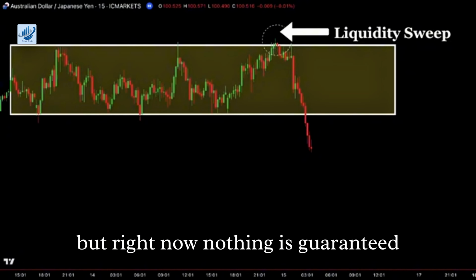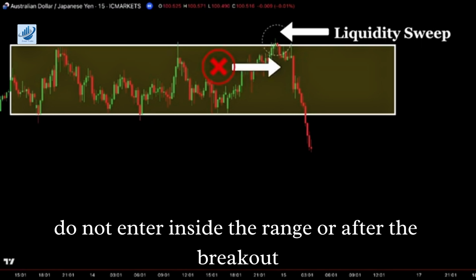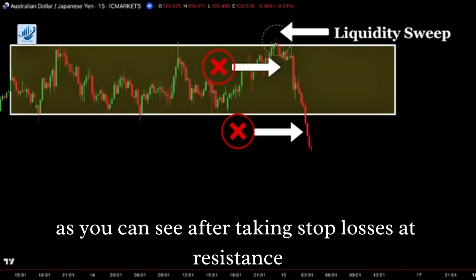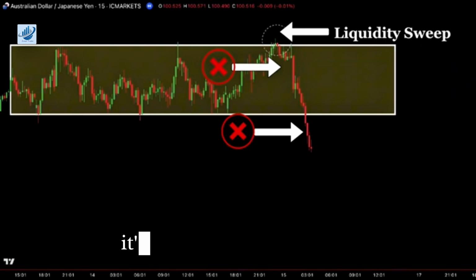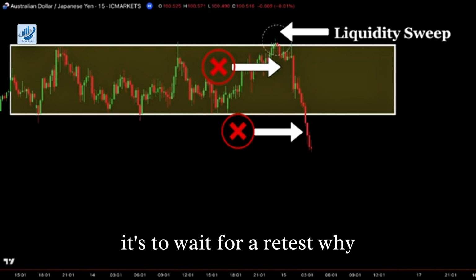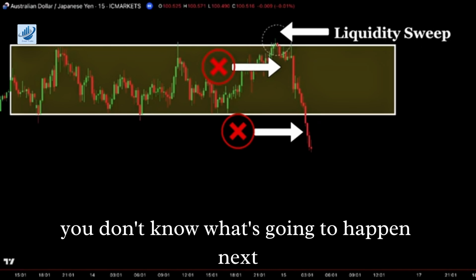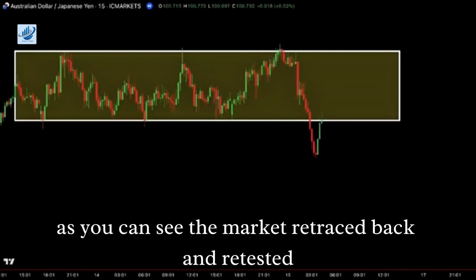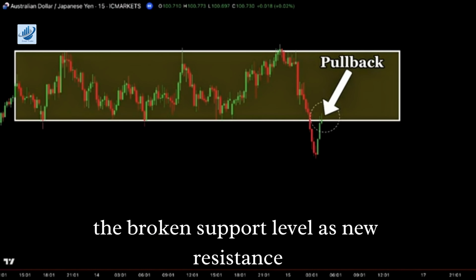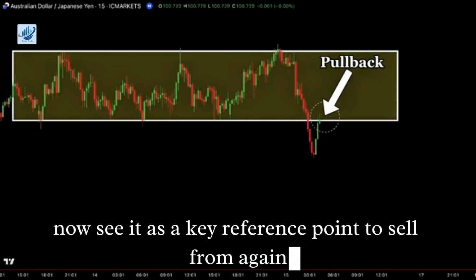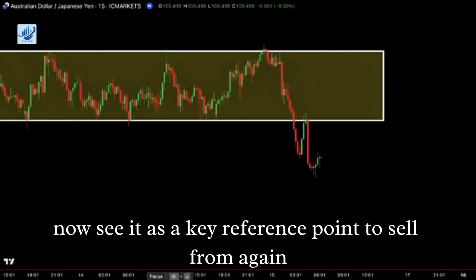If you miss the liquidity sweep trade, do not enter inside the range or after the breakout. As you can see, after taking stop losses at resistance, the market breaks below the support level, confirming sellers have taken control. But your job as a trader is not to chase the move, it's to wait for a retest. Why? Because at this point, you don't know what's going to happen next. As you can see, the market retraced back and retested the broken support level as new resistance. This happens because traders now see it as a key reference point to sell from again.